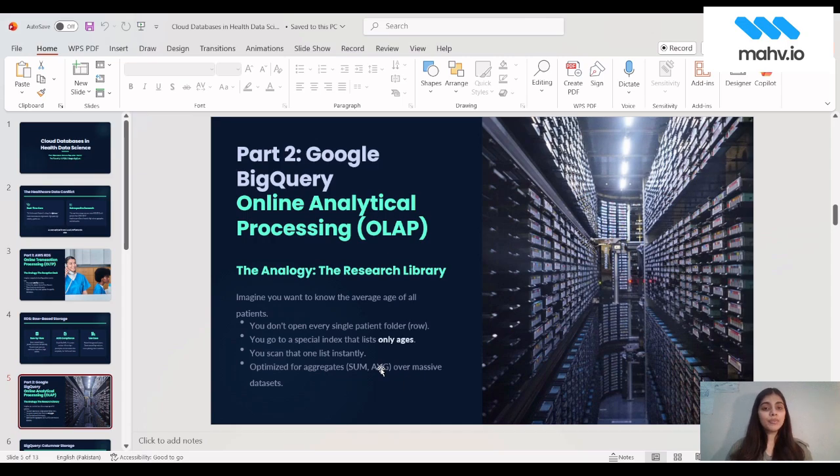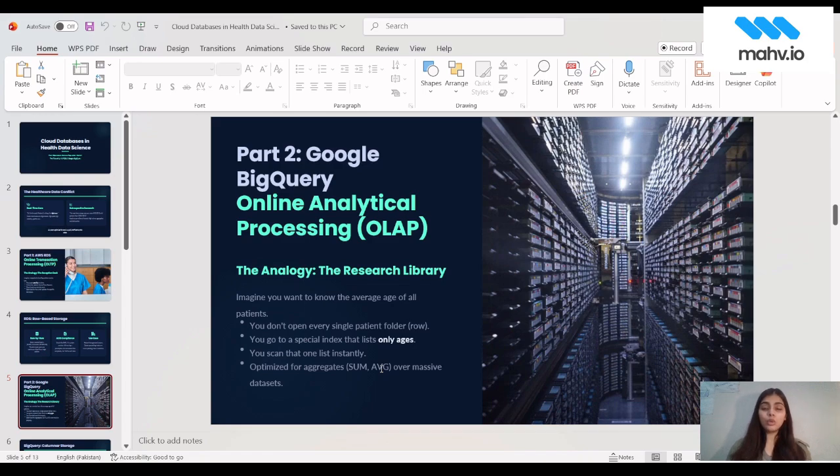Moving on to part two, we have Google BigQuery, online analytical processing, OLAP. We'll be talking about that. Previously we were talking about a hospital reception desk, a small place with one individual patient's data, one by one. Moving on to the research library. Libraries are big. So now imagine a huge research library instead of a reception desk.